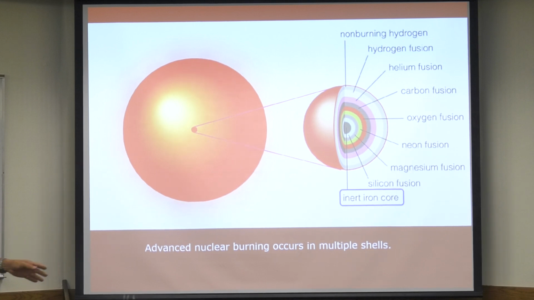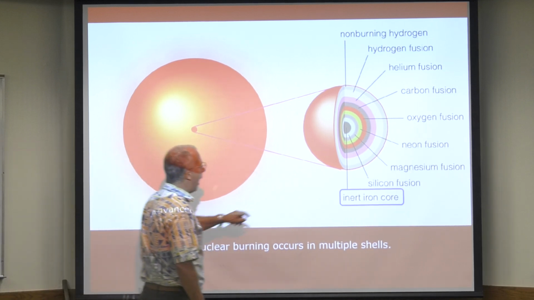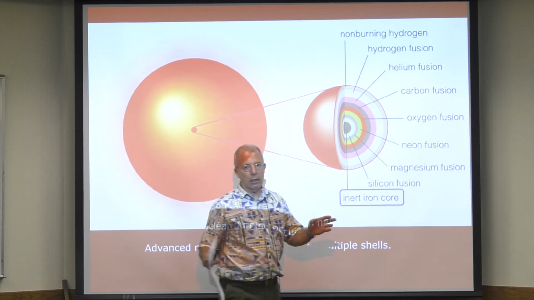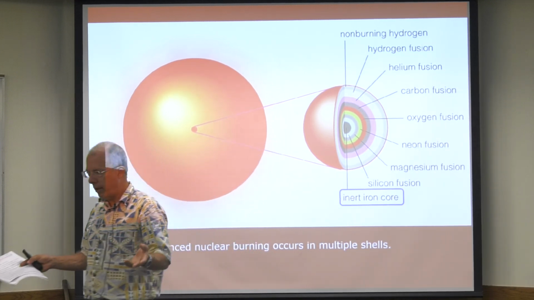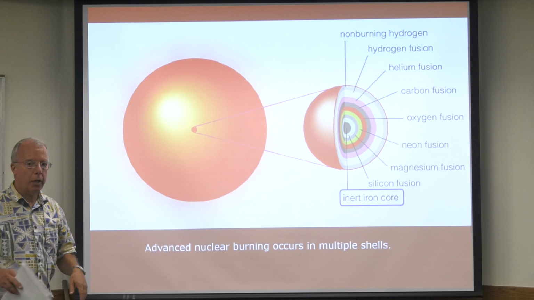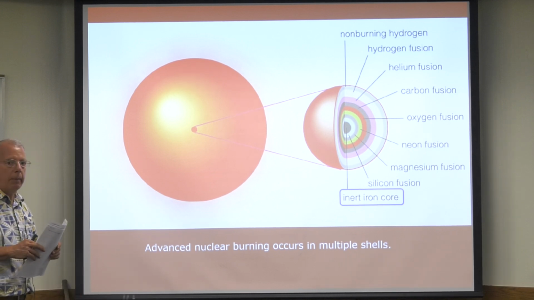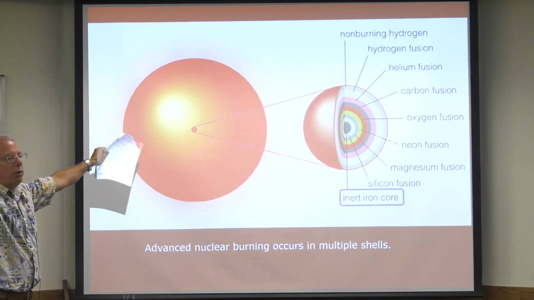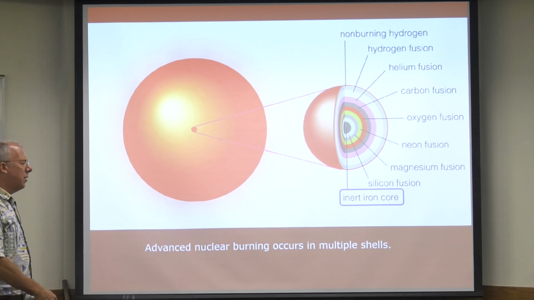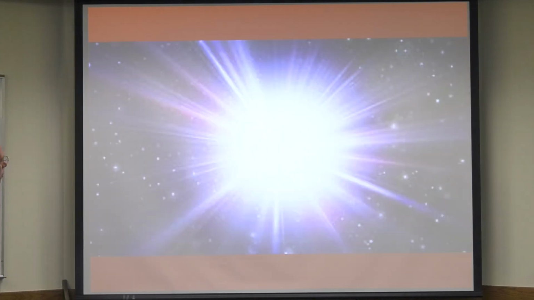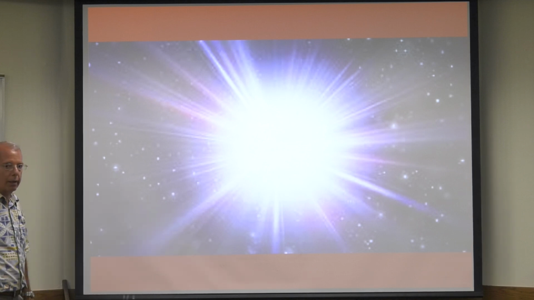Not at all. So if you get an iron core, it's not going to have any fusion reactions. So therefore, guess what? There are not going to be any forces to stop the contraction of the star. What does that mean? It means the star is going to collapse. If it's a big enough star, it's going to collapse, and there's going to be a supernova explosion, and you're going to get a black hole or a neutron star.